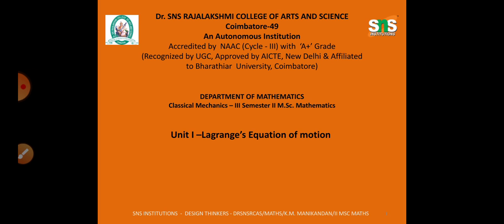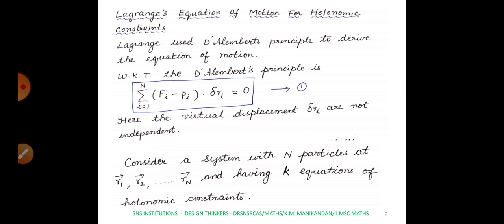Today we are going to discuss the topic on Lagrange's equation of motion. We derive Lagrange's equation of motion using holonomic constraints. Lagrange used D'Alembert's principle to derive the equation of motion.